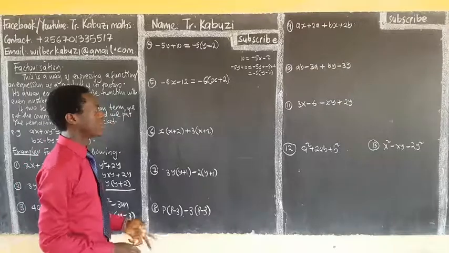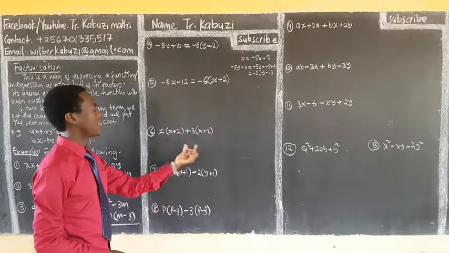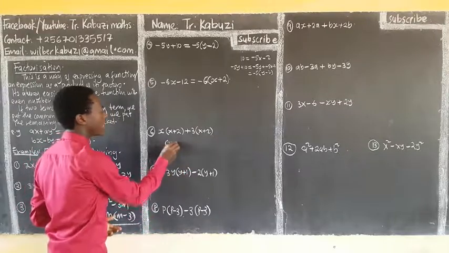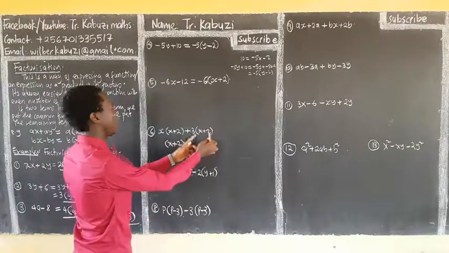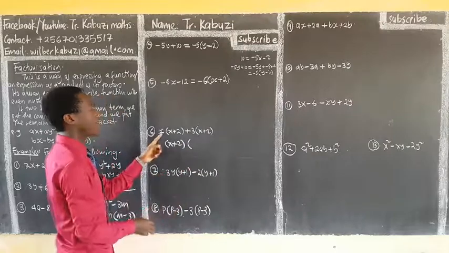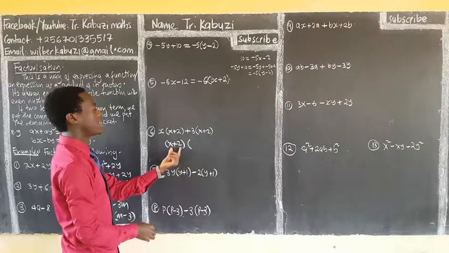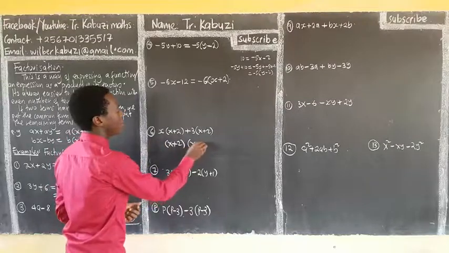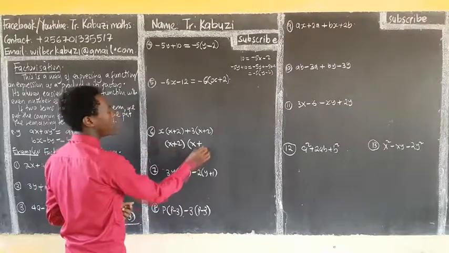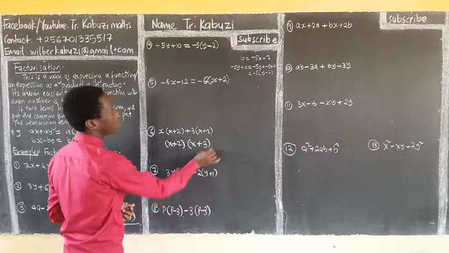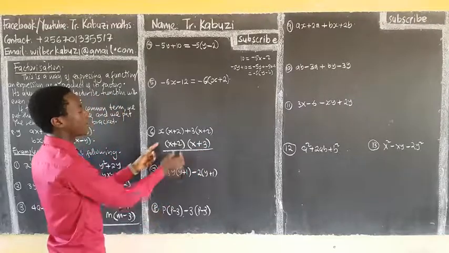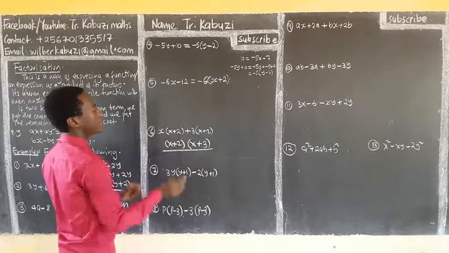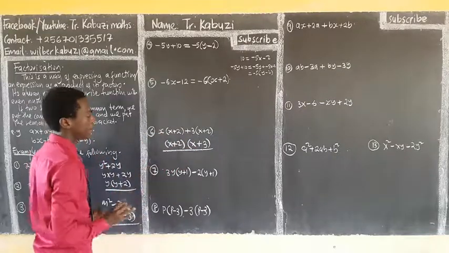Anyway, let us come to this. Now here, what is common? You see this bracket here is common, and it's common here. This is very easy. You remove the common bracket. So that x plus 2 is common here and here. If you remove it, now here, when I divide this bracket, I remain with x. Then, when I divide this bracket here, I remain with positive 3. As simple as that.